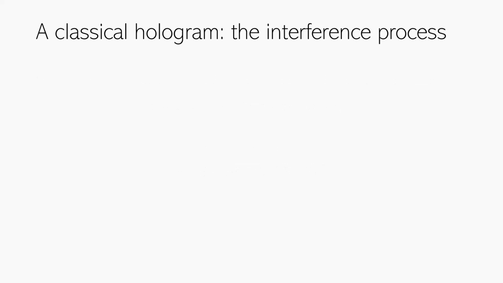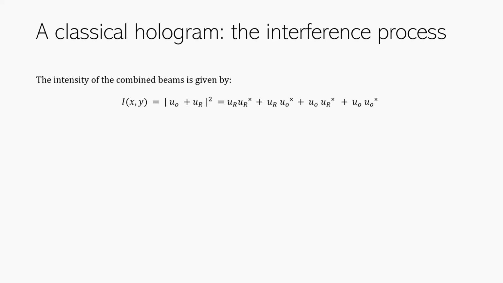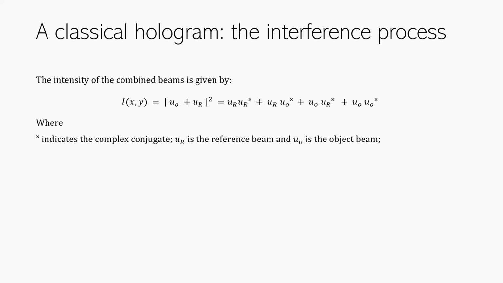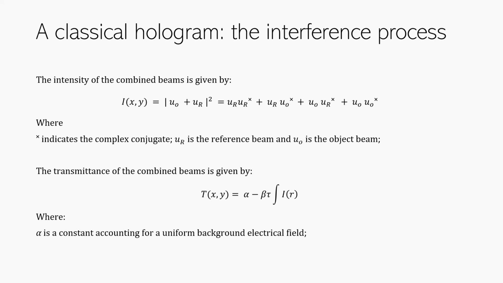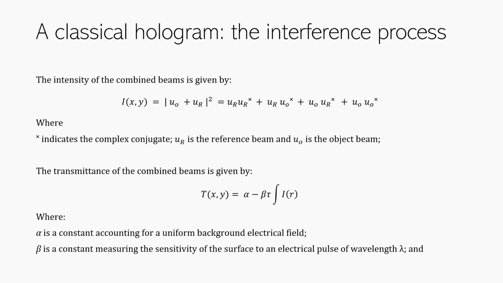So now we can look at the process of interference between the object beam and the reference beam. The intensity of the combined beams is given by the square of the sum of those spherical waves. And here the x indicates the complex conjugate. UR is the spherical wave generated by the reference beam, and UO is the spherical wave generated by the object beam. And the transmittance of the combined beams is given by the integration of all of these intensities, where alpha is a constant accounting for a uniform background electrical field, beta is a constant measuring the sensitivity of the surface to an electrical pulse of wavelength lambda, and tau is the duration of exposure of the surface to the electrical pulse of wavelength lambda.